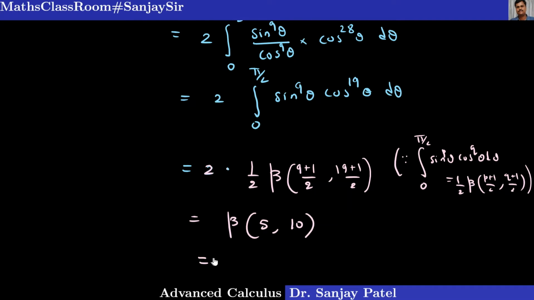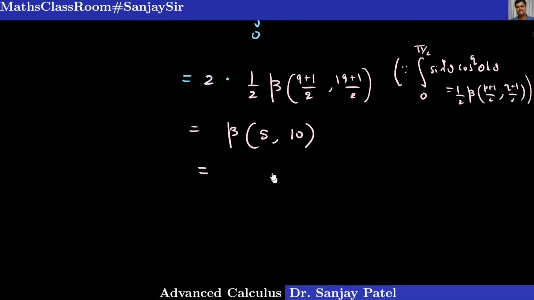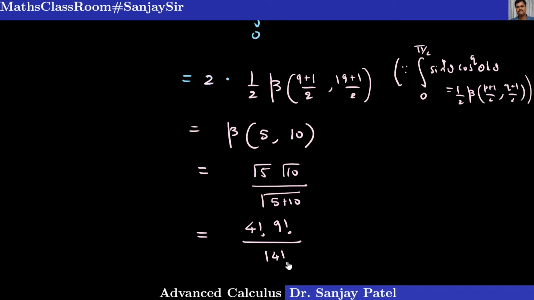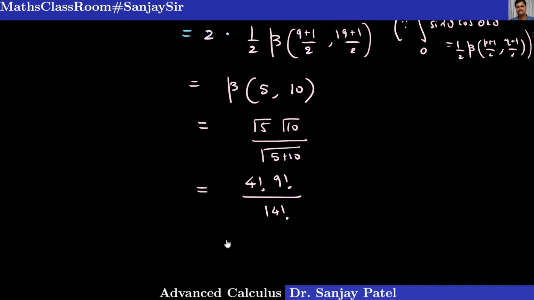And this is equal to, since 5 and 10 are integers, let me write one more step. This is gamma 5, gamma 10 upon gamma 5 plus 10, using the relation between beta and gamma function. You know beta m n is equal to gamma m gamma n upon gamma of m plus n. So this is 4 factorial, this is 9 factorial, and this is 14 factorial. Okay, because gamma 15 is 14 factorial. And if you simplify this, you will get the required answer, which I am writing directly, 1 upon 10010. That's all.